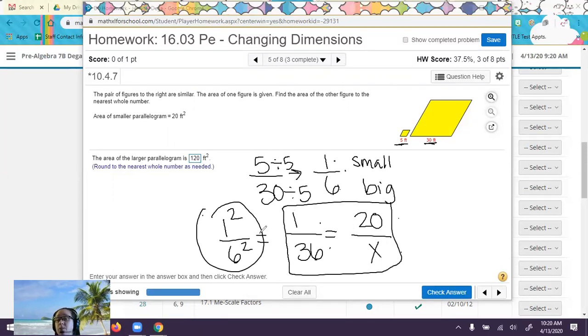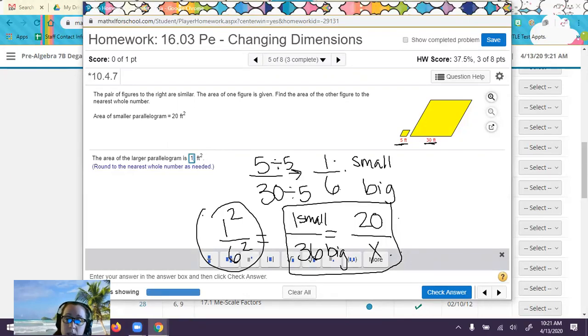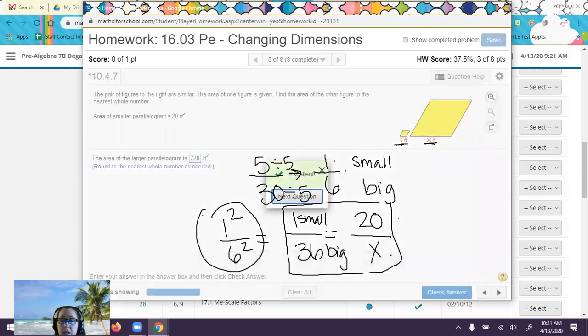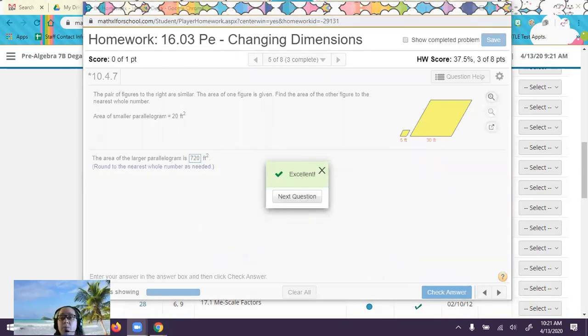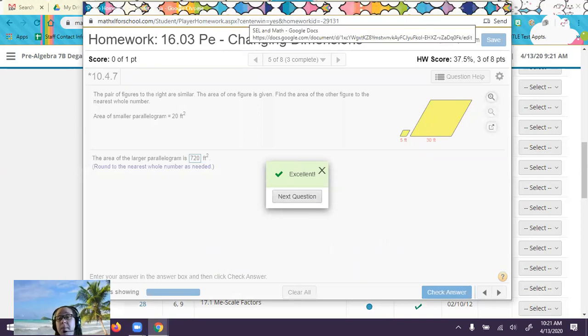Okay, proportion is 2 ratios that are equal. We're comparing the small to the big. Small to the big. Then we're going to cross multiply. So 36 times 20. That gives us 720 for the area. Boom.